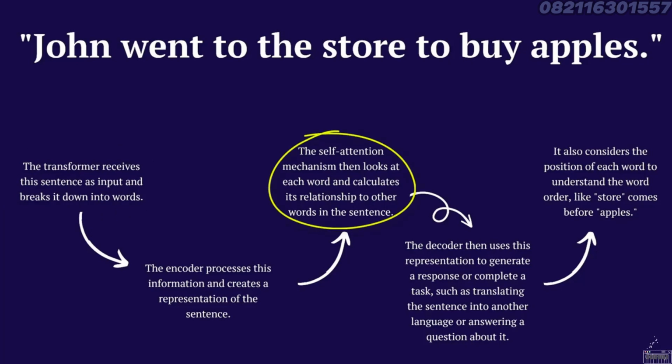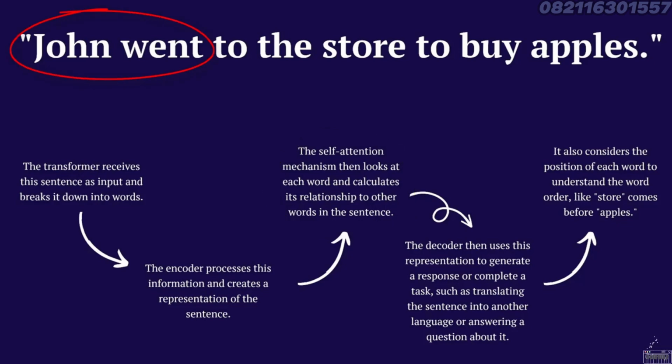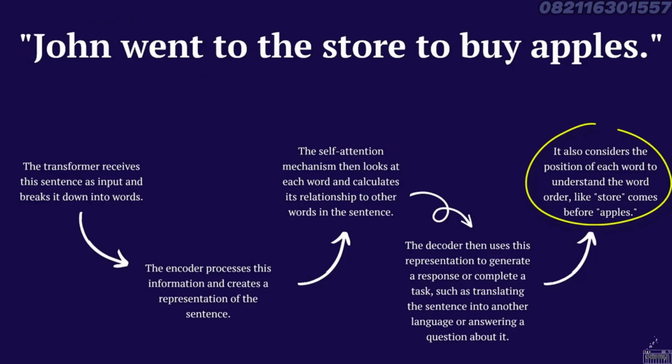The self-attention mechanism looks at each word and calculates its relationship to other words in the sentence. For example, it might recognize that John is related to went and buy, because John is the one performing the actions. It also considers the position of each word to understand the word order, like store comes before apples. So the encoder processes this information and creates a representation of the sentence.